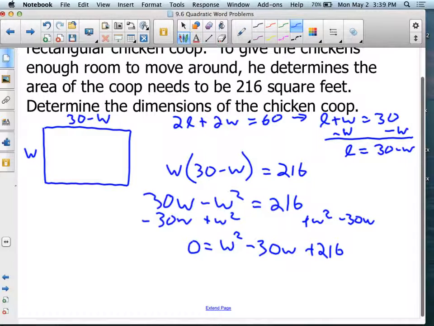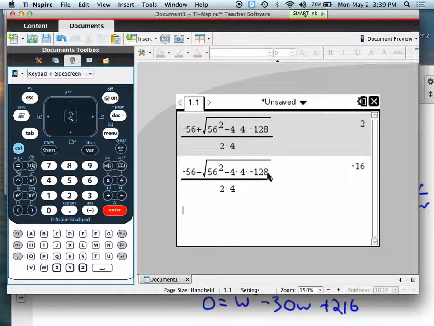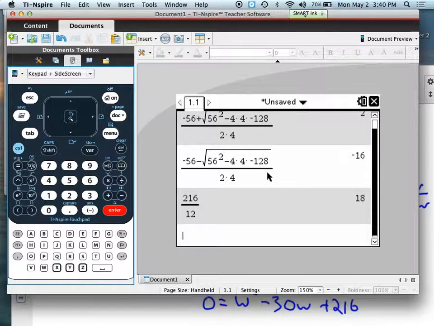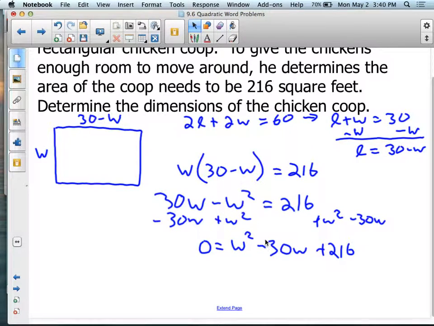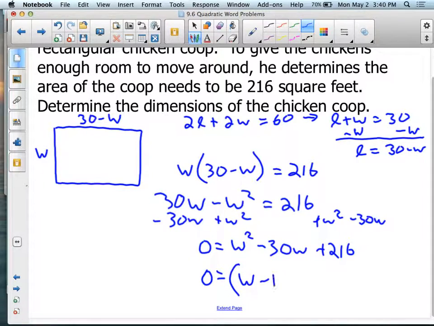So I need numbers that multiply to 216, but can combine to give me a 30. Let me play for a minute. Multiplies to 216. I wonder if 216 is divisible by 12. I think I got it. Holy good guess, Batman. 12 times 18 is 216, and 12 and 18 make 30. That was a pretty good guess. Wow. Alrighty, I'm ready to factor this then. 0 equals. Let's see, I got to make them both negative.